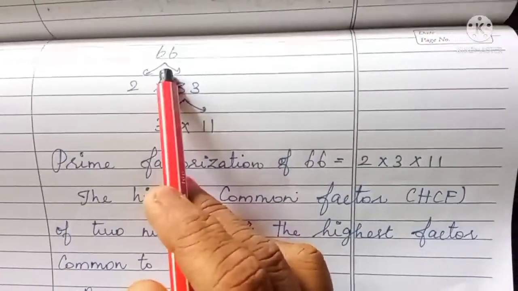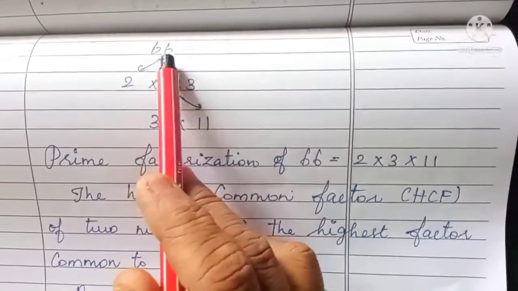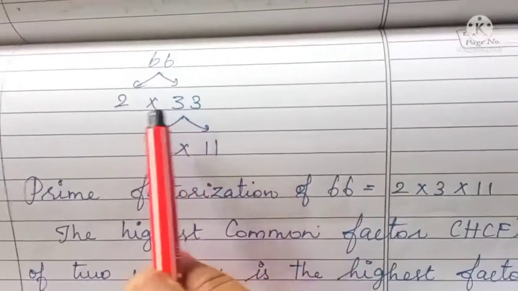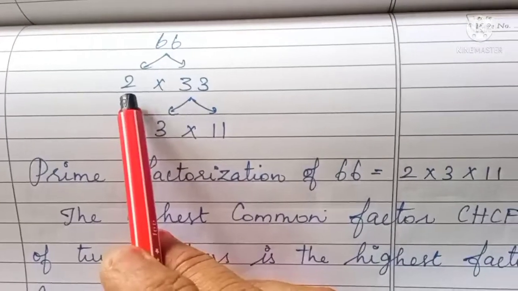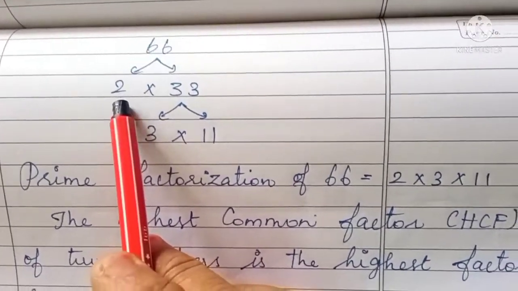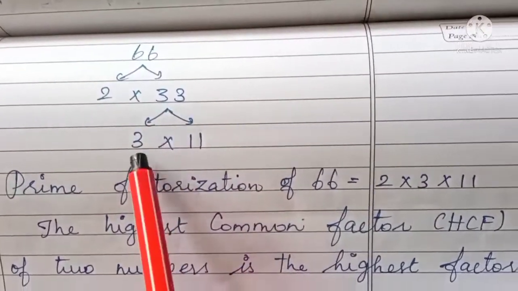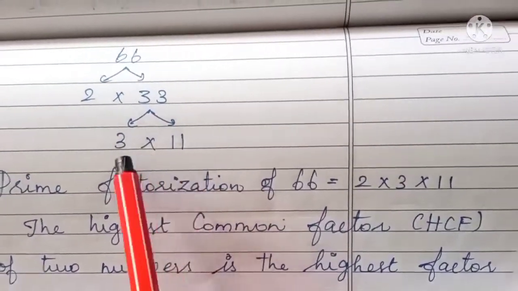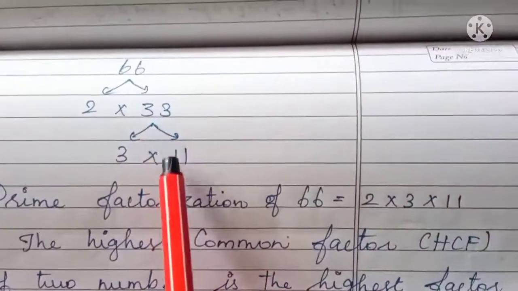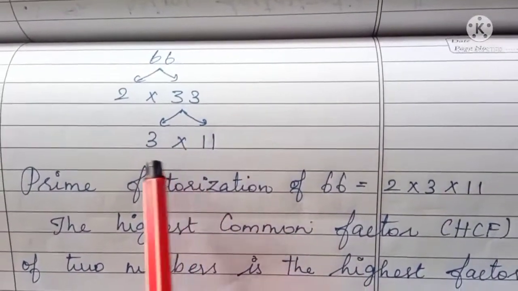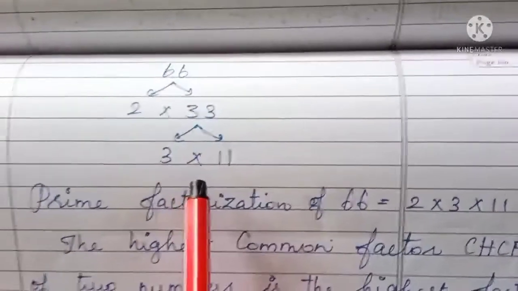Next number is 66. Number 66 will come in the 2 table 33 times. Dear children, again and again I am telling you, you have to start with the lowest prime number. Now 33 will come in the 3 table 11 times. 3 11s are 33. Then till we get prime numbers on both sides, you have to stop your work.